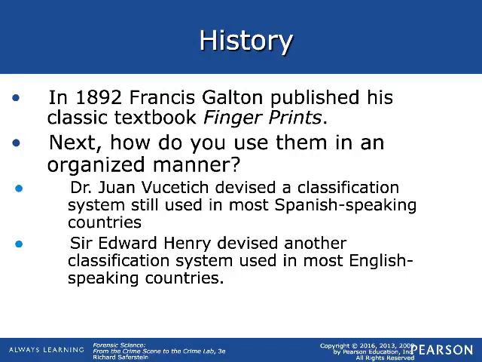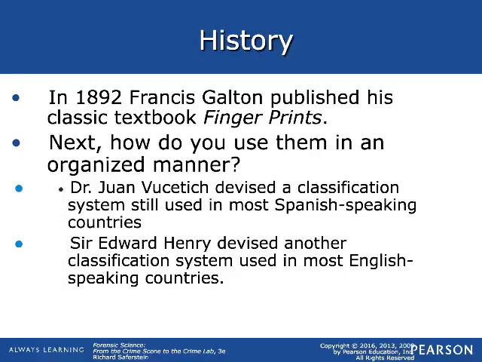In 1892, Francis Galton, he was the person that wrote the classic textbook that I think is still used called Fingerprints. So he went through and he noticed how they're different between everyone, and he started writing about it and trying to organize it. But the next thing they needed to come up with was, we know that everyone's are different, but how do you use them in an organized manner? So how could you systematically look at them? How can they be categorized?